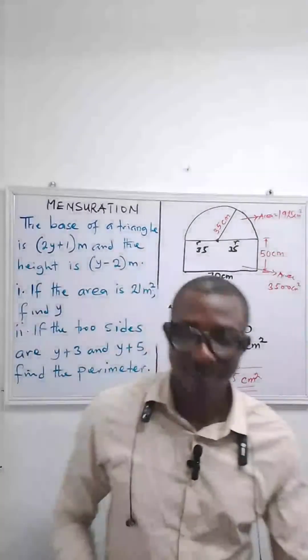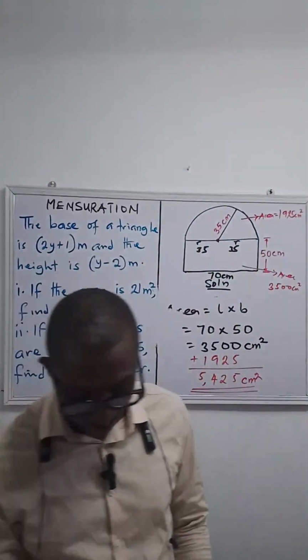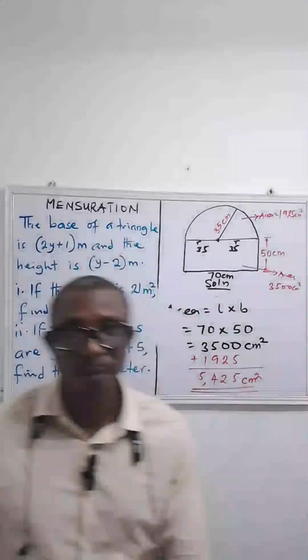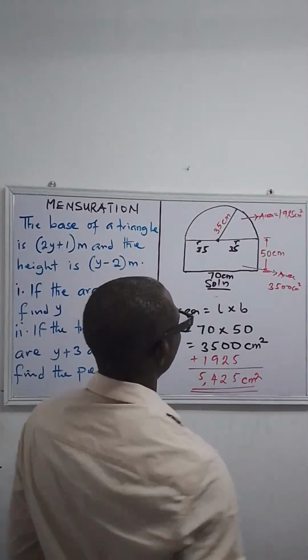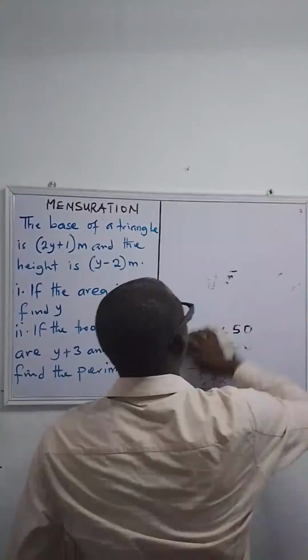Okay, now let's look at this question on the board. The question says that the base of a triangle is 2y plus 1 meters and the height is y minus 2 meters. Now, if the area is 21 meters square, find y. Roman numeral 2, if the two sides are y plus 3 and y plus 5, find the perimeter. Can we sketch the diagram? Let's sketch the diagram here and see the way it looks like.